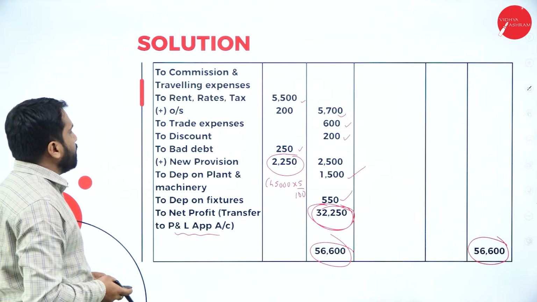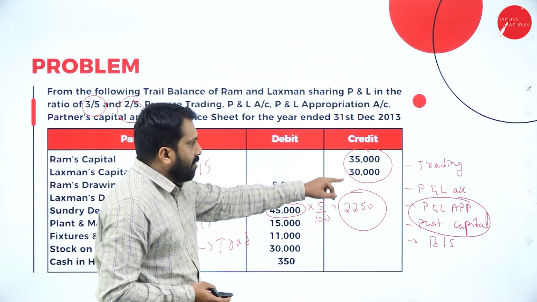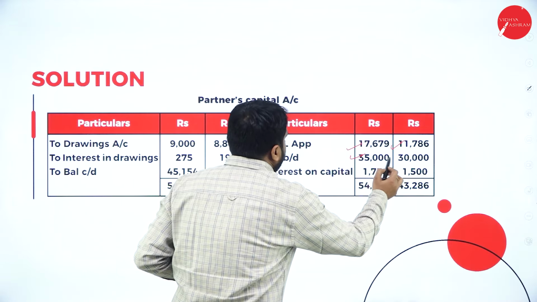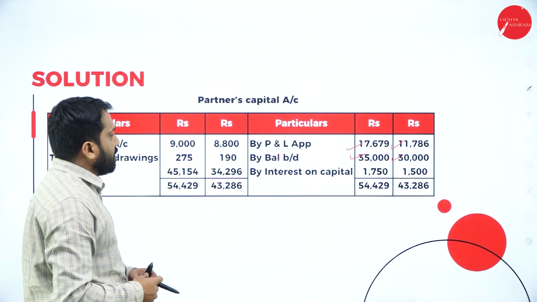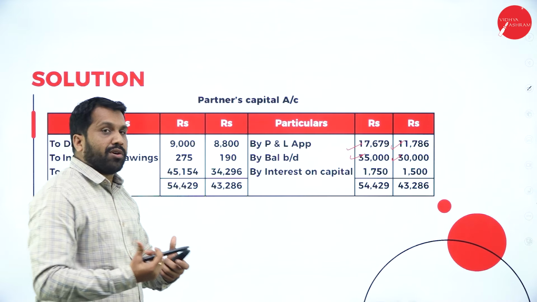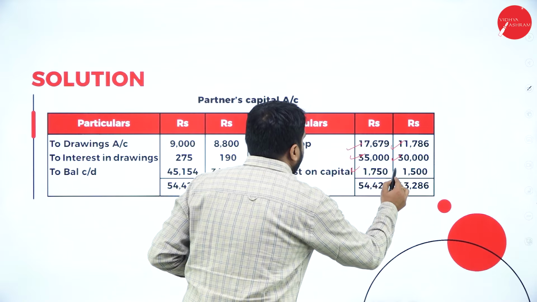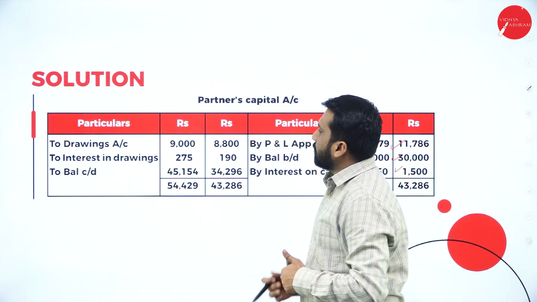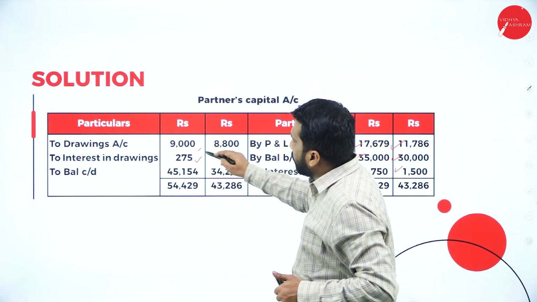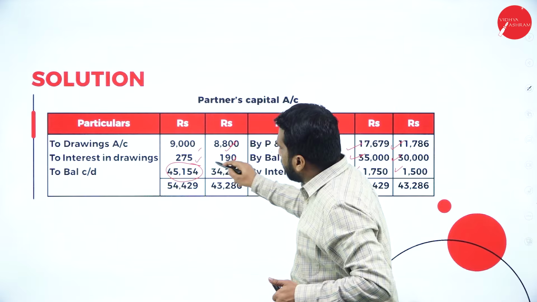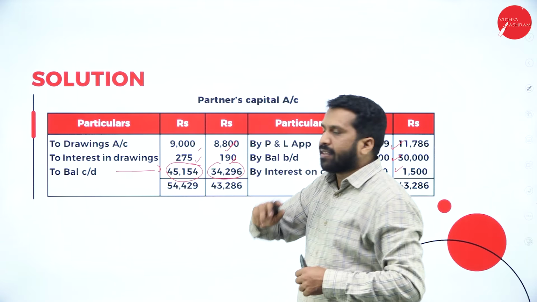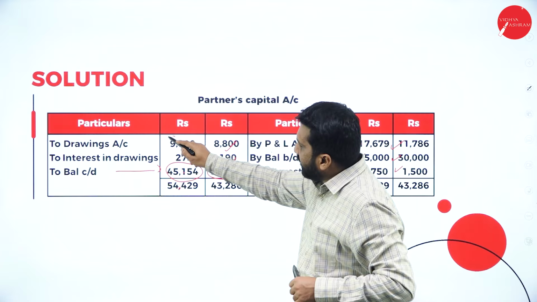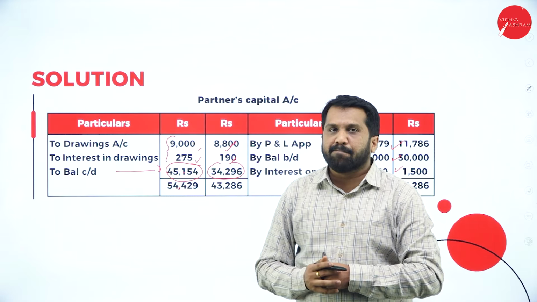I'll go back to your question. Your capital is 35,000 as well as 30,000. Once you are done with this, what is the interest on capital? Again, we'll repeat, 1,750, 1,500. Hope you are clear. Yes, once you are done with that, what is the interest on drawing? What is the drawing amount? The balance will be called your balance carried down. Don't calculate how you got this 45. From the total, if you minus these two, you will get your balance.